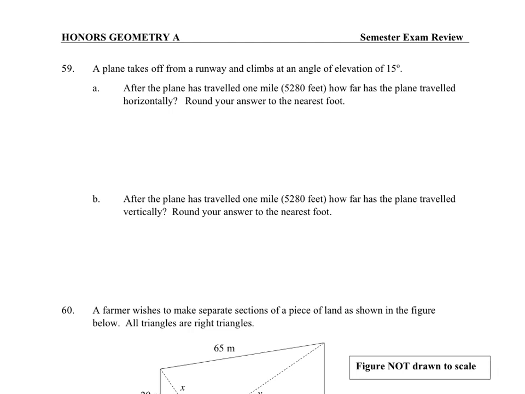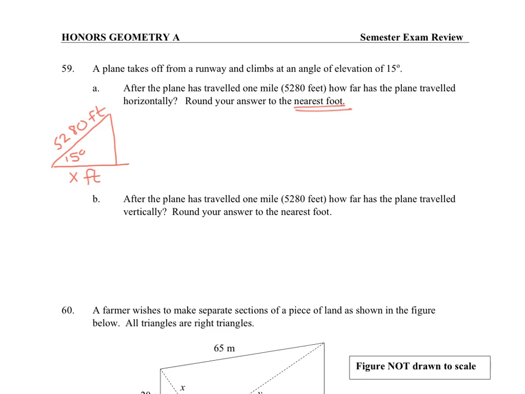Question 59. A plane takes off from a runway and climbs at an angle of elevation of 15 degrees. So we have a plane taking off and is climbing at an elevation of 15 degrees. Part A says after the plane has traveled 1 mile, 5,280 feet, so this plane has traveled 5,280 feet. How far has the plane traveled horizontally? So we want to know how far is this value. Round your answer to the nearest foot.